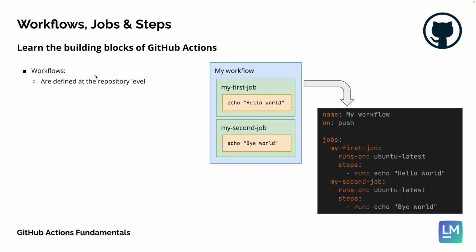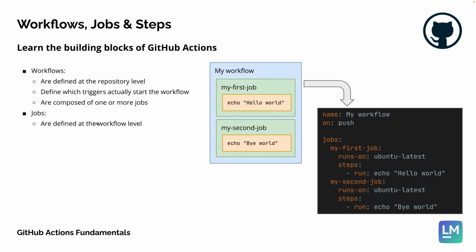Workflows are defined at the repository level. That means whenever we want to create a workflow, we have to create it within a repository. They also define which triggers actually start the workflow. This is not done at the job nor at the step level, but rather at the workflow level. And workflows are composed of one or more jobs. Okay, we can have one job, but we can also have multiple jobs per workflow.